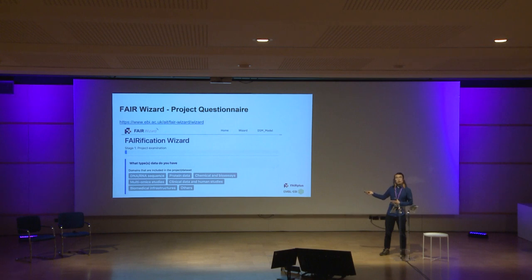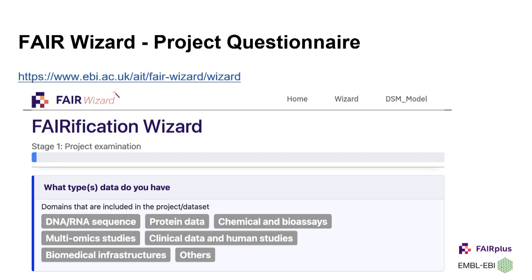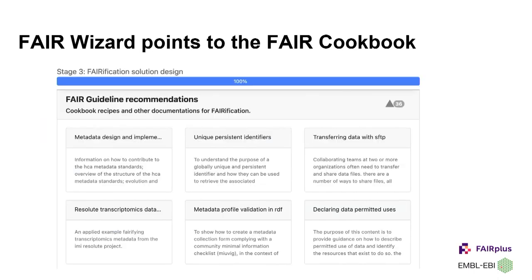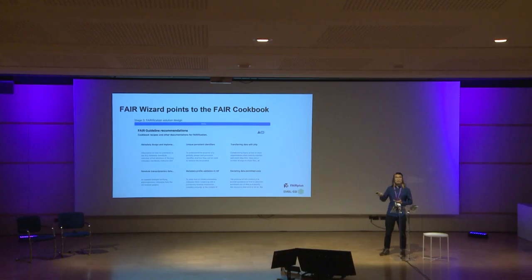Just really quickly, this is what our UI looks like. I've got a QR code at the end because everyone loves QR codes to link to what we have. We take them through our questionnaire in terms of what types of data do you have, project examination questions. We go through FAIRification goal identifications. What's the primary uses of the project outcomes? And we point you towards our FAIR cookbook, a list of different resources, a list of different examples in terms of how to design your metadata standard, examples of metadata standards. If you work in DNA or RNA, like what are other people in the community doing? How can you use what they use, whether it's open source, or communicate to them and reach out for their advice and build that community?